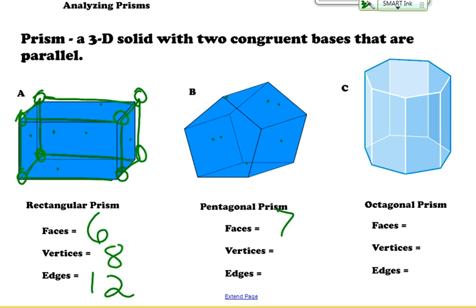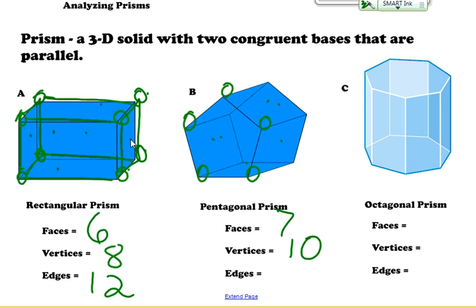Vertices, let's count our corners. What you're going to start to see is there's going to be a pattern here, right? If I have 5 here, I have to have 5 on the other side, and it's really just going to be double, right? Just like here. If I had 4 here on the first one, 1, 2, 3, 4, there's 4 on the other side, so it's doubled.